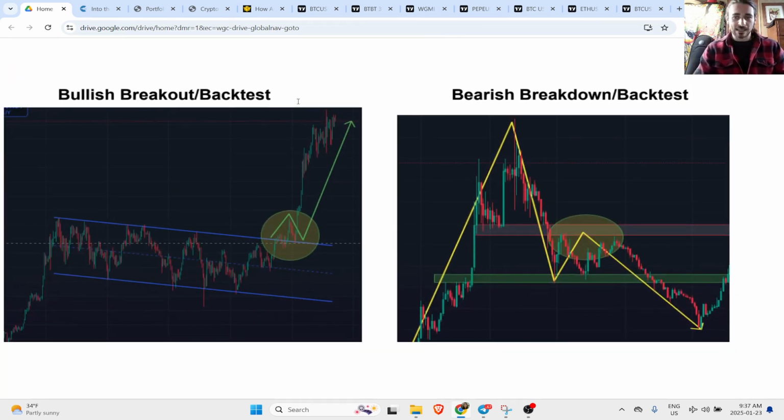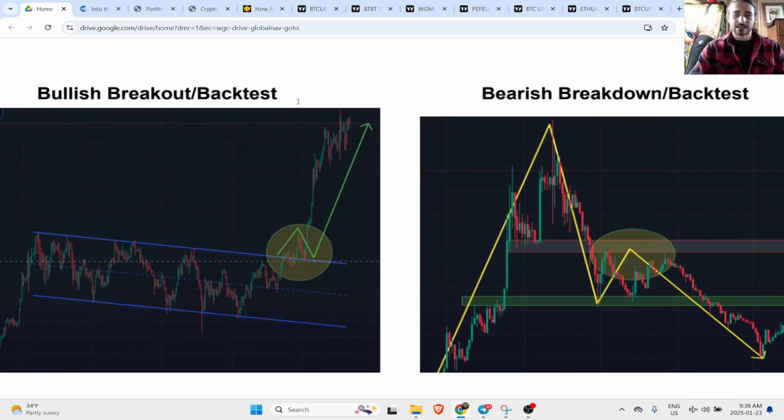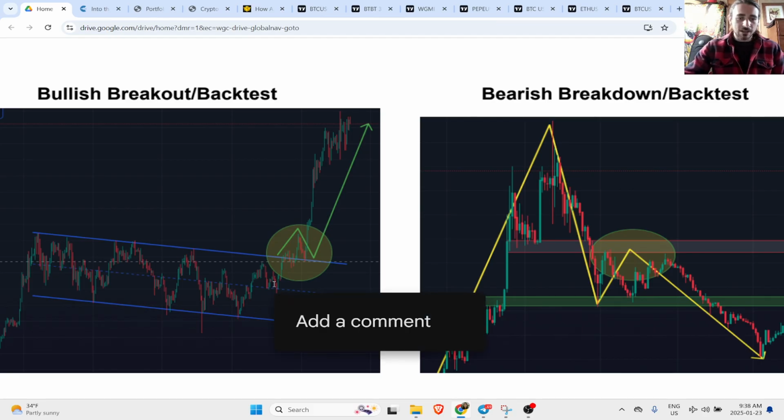So zooming in a little bit here at the different examples. Right here on this bullish breakout and back test, you can see Bitcoin in this consolidation pattern. This is the downtrend we were just talking about up here, up a little bit further. You can see it came here. We printed that higher low. We actually reversed our structure with this move here. So you see another subsequent higher low.